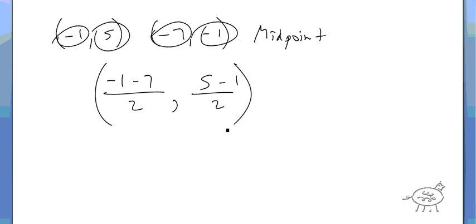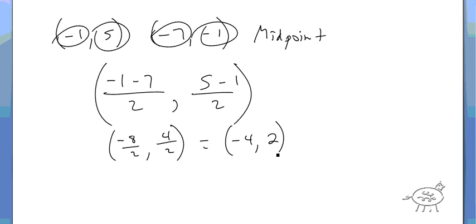Okay, then you have to simplify it. So negative 1 minus 7 is negative 8 over 2, comma, 5 minus 1 is 4 over 2. And then you have to simplify. Always have to simplify. Negative 8 over 2 is negative 4. 4 over 2 is 2. So it's negative 4 comma 2, and that's your answer. Okay, that's the midpoint of those 2 points.